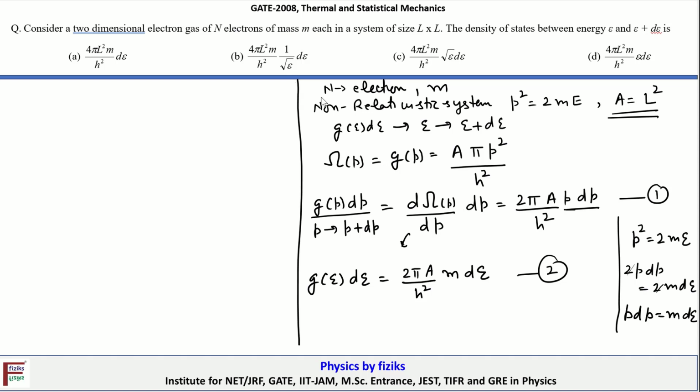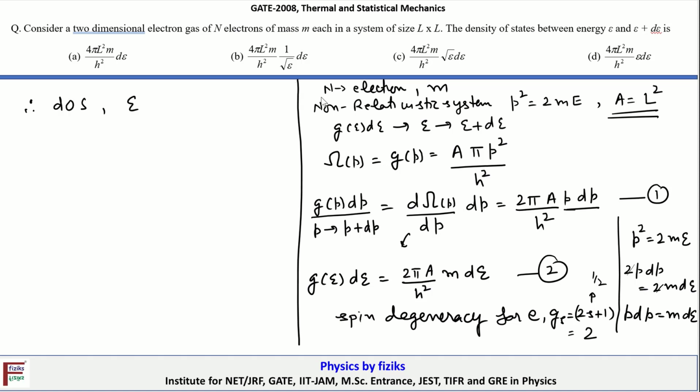noted that the electrons also have a spin degeneracy of 2. The spin degeneracy for electrons is denoted as GS, that is equal to 2s plus 1, where s is equal to 1 by 2. And if you substitute that, then a factor of 2, we are supposed to consider this in the density of state expression.